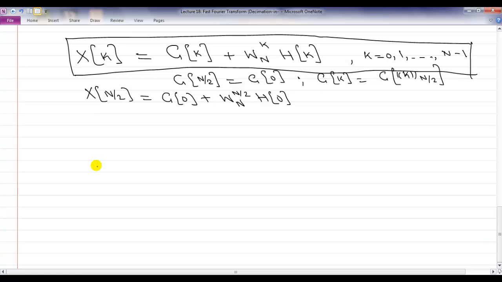So the question we want to ask is why would we want to go through this process of dividing our n-point DFT into a sum of two n/2 point DFTs? And for that we'll do some cost analysis of the new DFT computation.